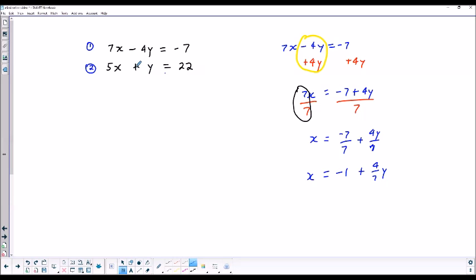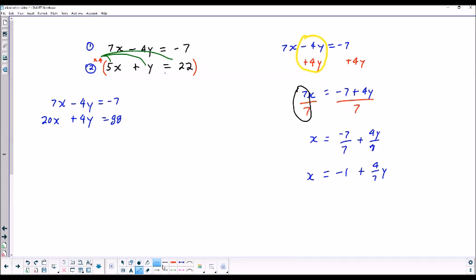So what I would choose to do then is, I've got this negative 4y, but here I've just got a positive 1y in the second equation. So I'm choosing to multiply this entire second equation by 4, just by distributing. I'm going to rewrite equation 1 again: 7x minus 4y equals negative 7. And then I just multiply this 4 in. So it's 4 times 5, 4 times 1, and then 4 times 22. And so I end up getting 20x plus 4y equals 88.